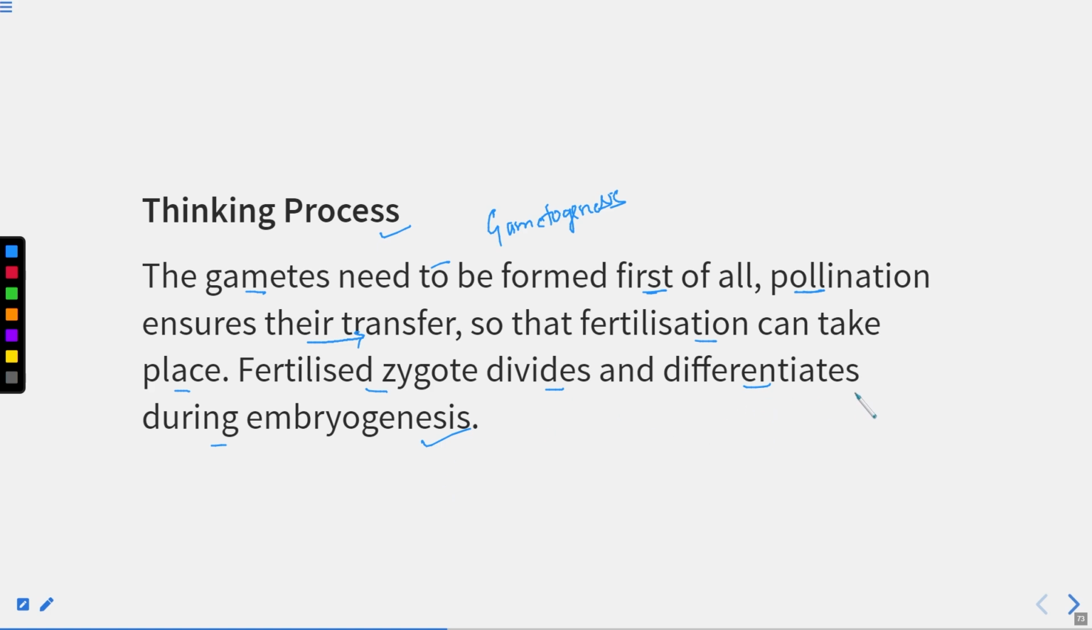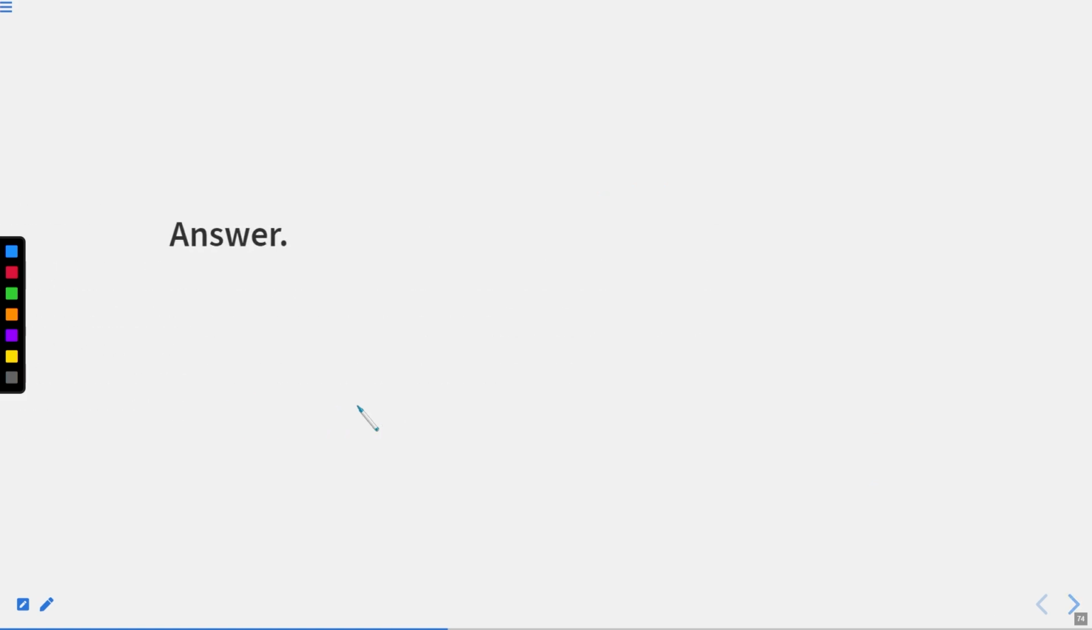So what happens? First gametes are produced. One will be male gamete, another will be female gamete. So they will fuse, and a diploid structure will form, which is known as zygote. Then the zygote will further divide by mitosis to form the embryo. So these are the stages, or events, of the sexual reproduction. First is gametogenesis, then pollination, then fertilization, and then embryogenesis. So this should be your answer.